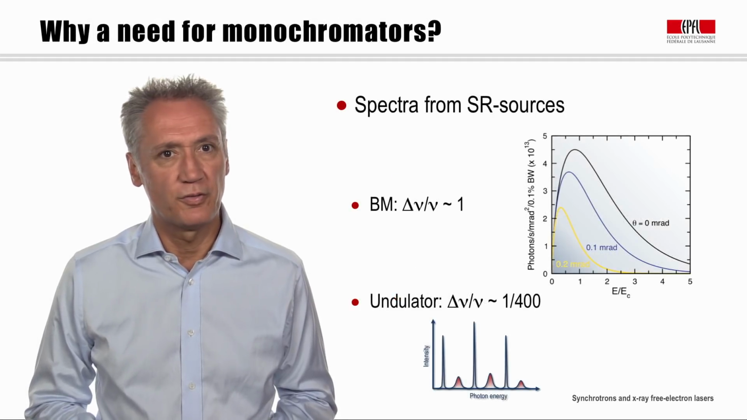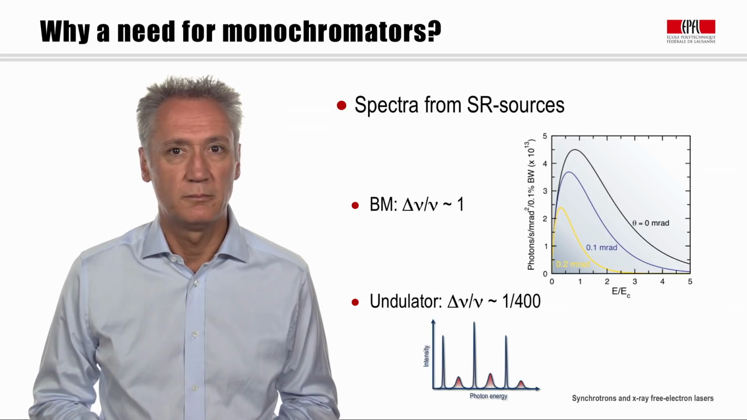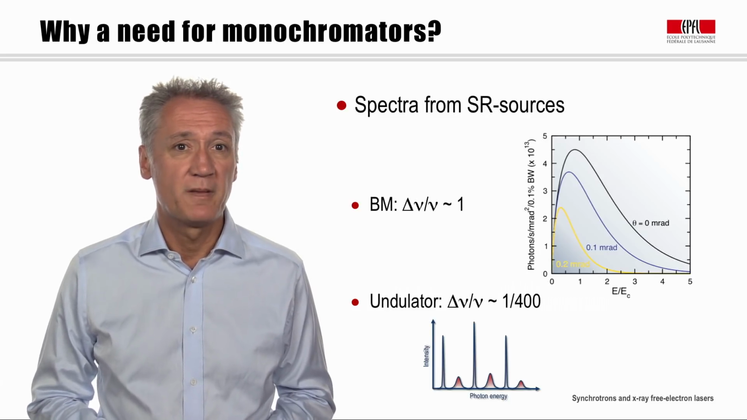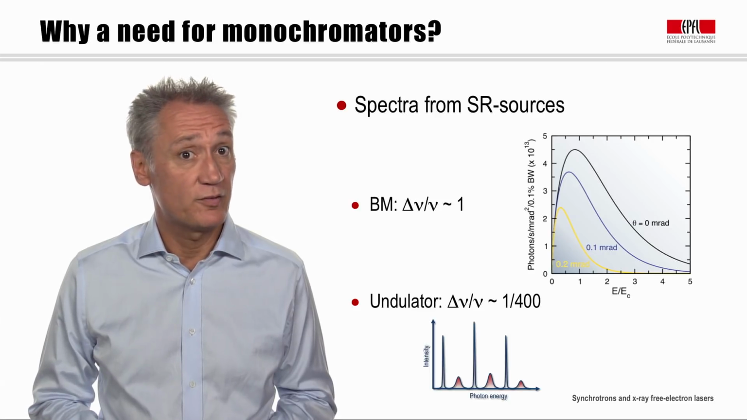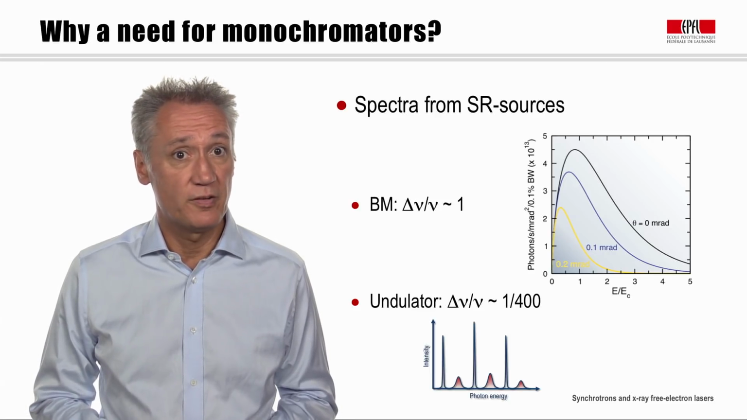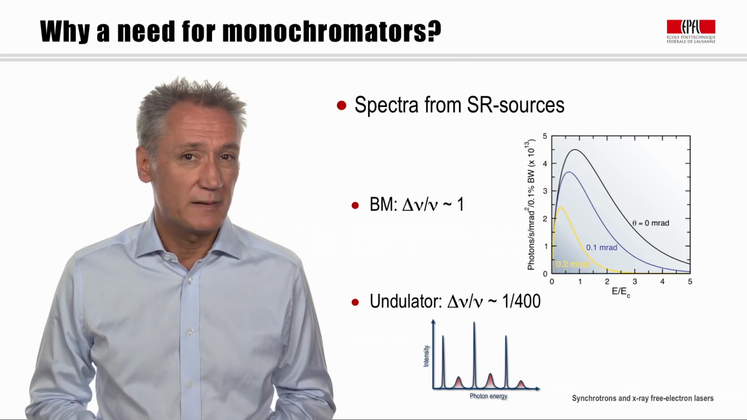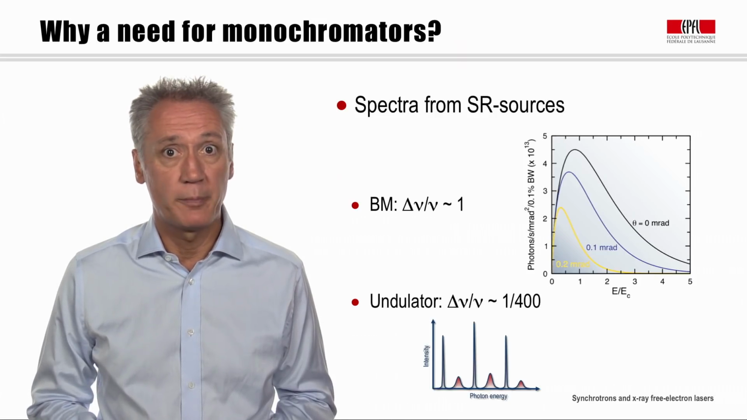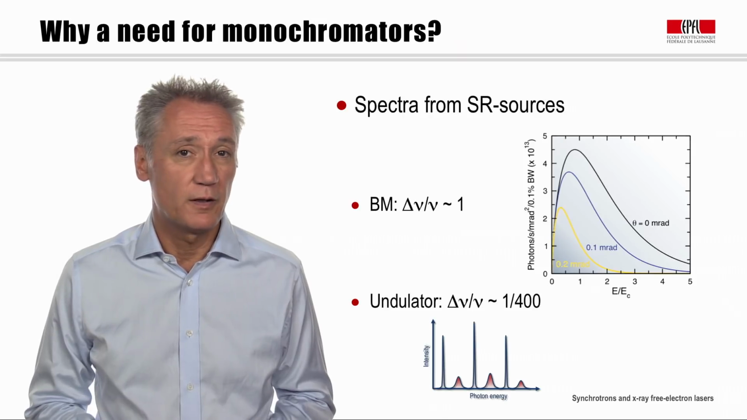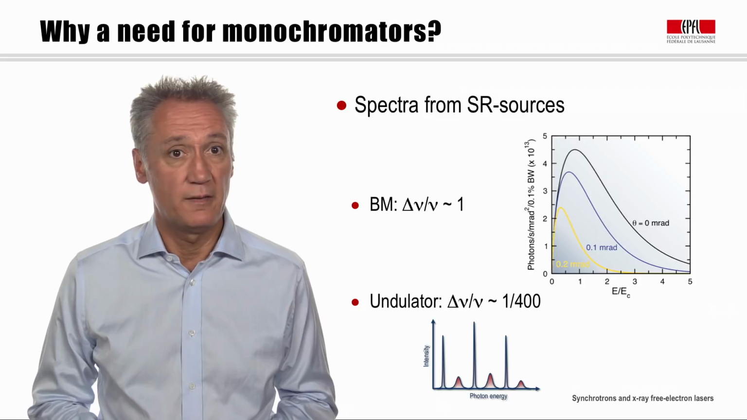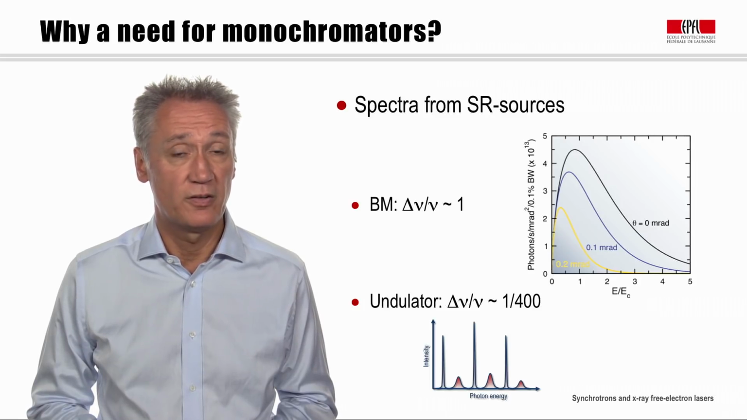What are monochromators and why do we need them? Monochromators, often called monos for short, select a certain bandwidth or set of bandwidths of frequencies from synchrotron radiation sources. Bending magnets and wigglers provide very broadband radiation, and for the large majority of experiments, only a small fraction of this, in the form of a narrow range of energies, is used.